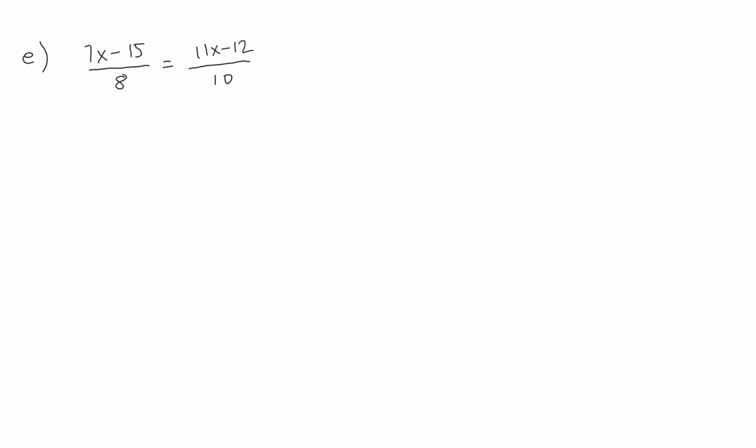Okay, so we have (7x minus 15) all over 8, and then we have (11x minus 12) all over 10. As far as the LCD is concerned, this one you do have to think about it maybe a tiny bit more. So let's look at 10. So 10 goes into 10, but 8 does not. We would look at then 20.